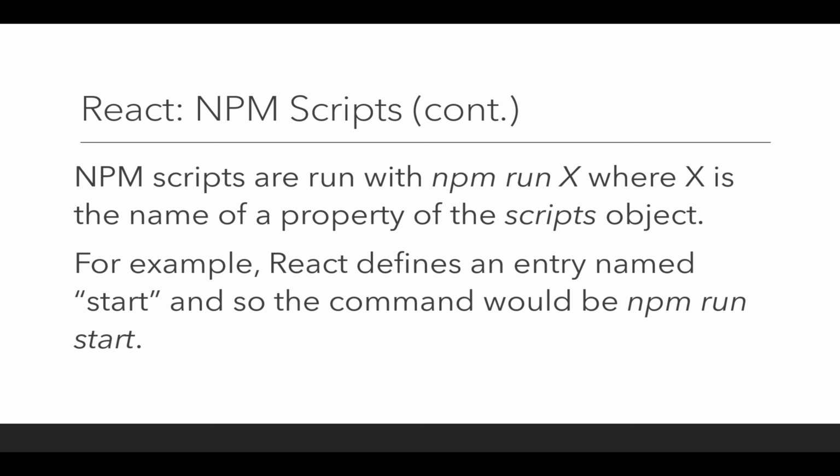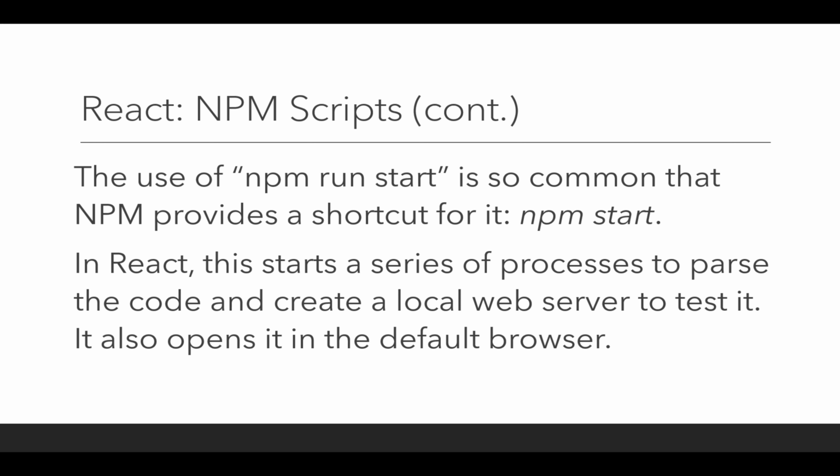Npm scripts are run with the command npm run x, where x is the name of a property of a scripts object, again within the package.json file. For example, React defines an entity called start, and so the command would be npm run start to run that associated command. However, the use of npm run start is so common for npm projects that it's been abbreviated, and the shortcut npm start can be used.